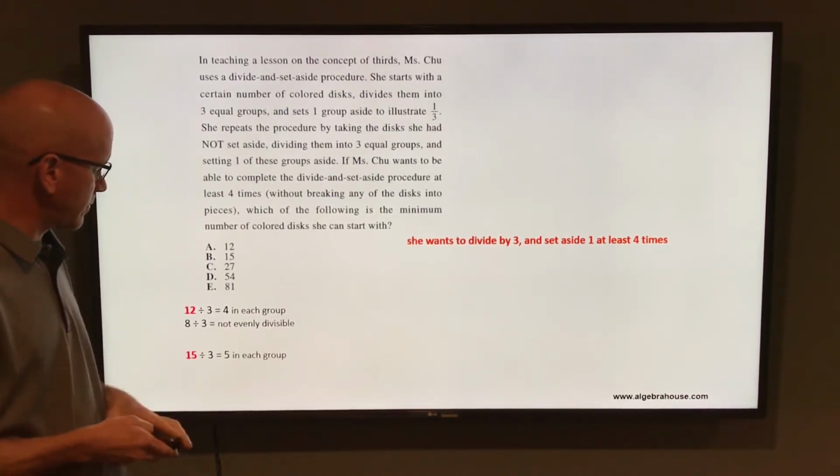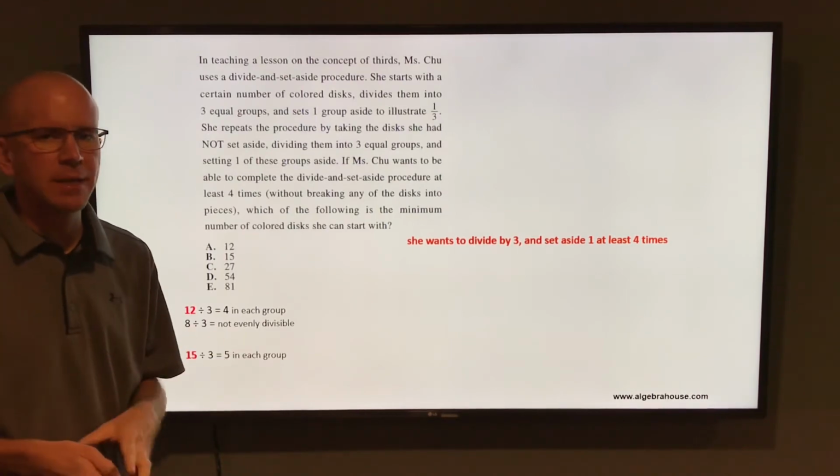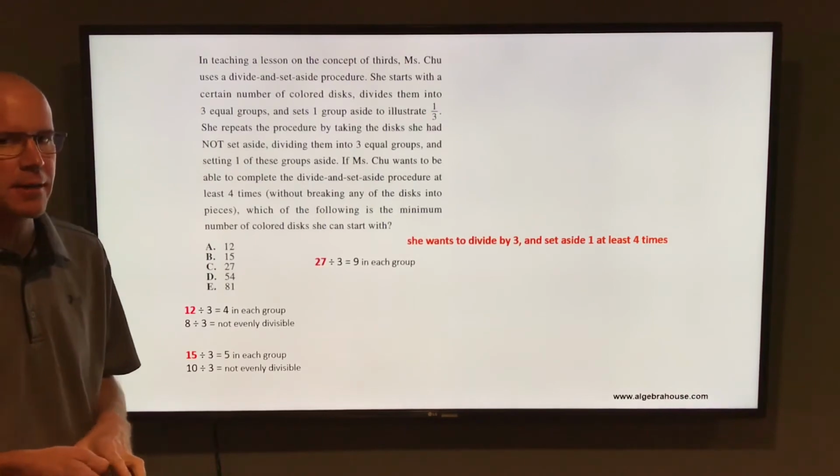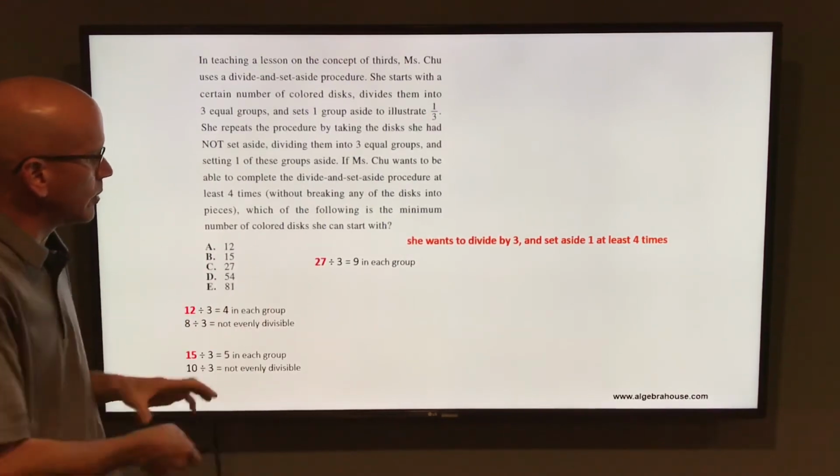Move on to the next one, 15. Divide 15 by 3 is 5, so you're setting 5 aside. Now you're dividing 10 by 3. It's not going to happen. 10 is not divisible by 3, so 15 is not going to work.